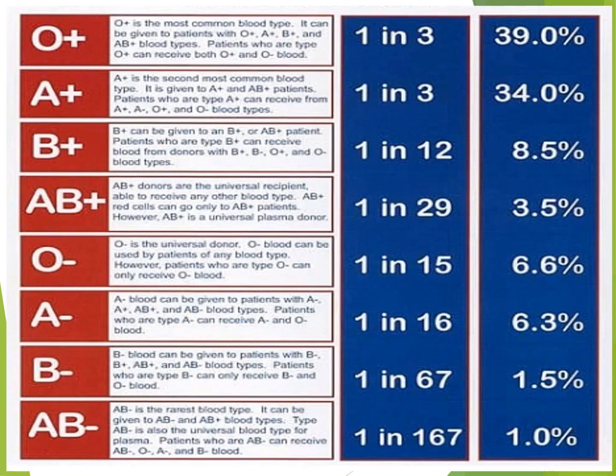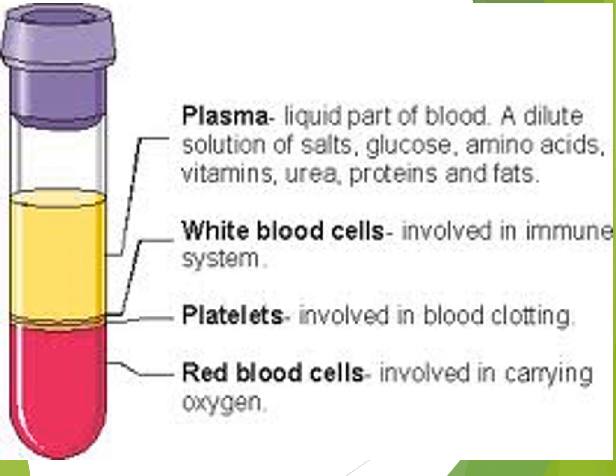Of course, this just shows you the percentages: O positive, A positive, B positive, AB positive, O negative, A negative, B negative, AB negative, right? In relation to the percentage in the population. Again, plasma is the liquid part of the blood, a dilute solution of salts, glucose, amino acids, vitamins, urea, proteins, and fats. White blood cells are involved in the immune system, and platelets are involved in blood clotting. Red blood cells are involved in carrying oxygen.